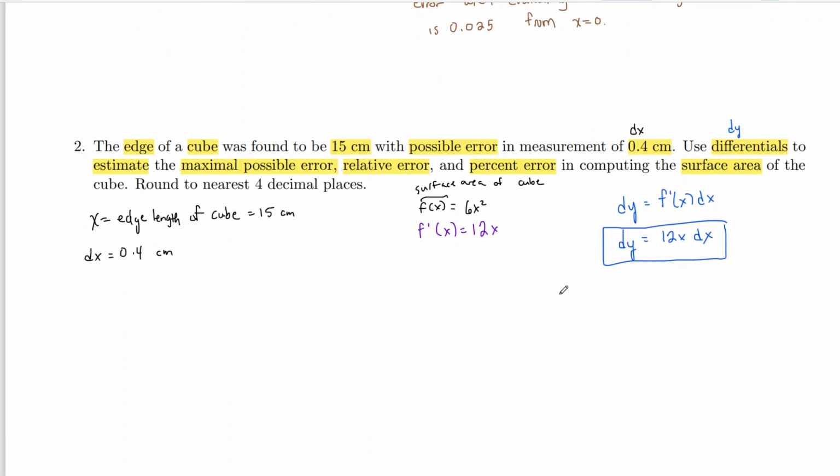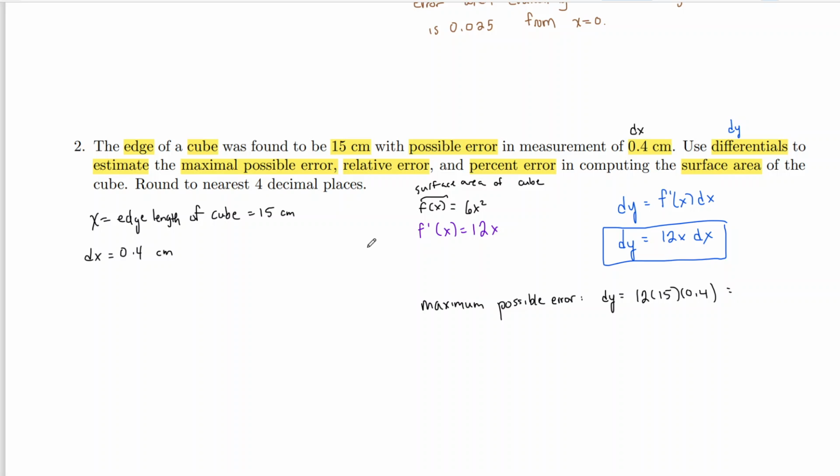And once again, I'll just reiterate over and over again, it's an estimated maximal possible error. So the maximum possible error, what is it? Well, we take our dy formula, our differential, and we plug in x is 15, so we get 12 times 15 times dx, which is 0.4.